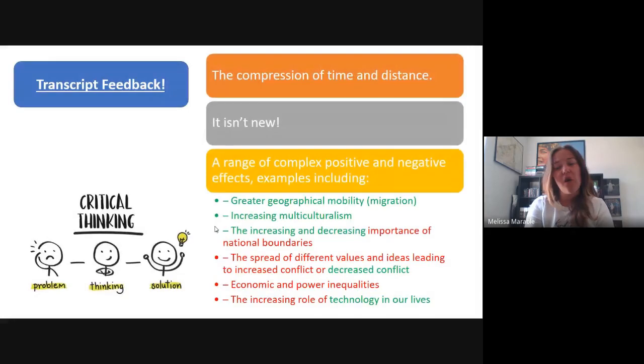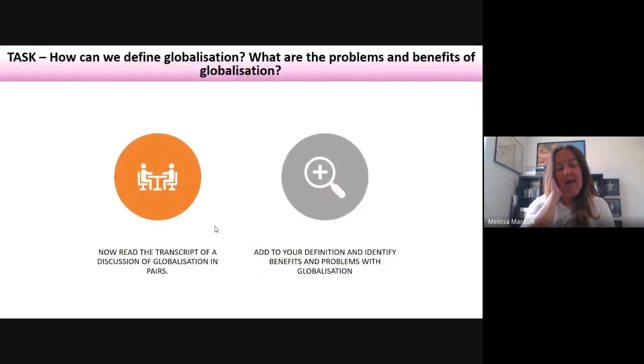Okay, so what I want you to do now, guys, on the actual assignment page, I've included a transcript. I'd like you to read that transcript, and I want you to take parts of it and add to your own definition of globalisation. You might want to do a mind map. You've got the four theorists already, then you might want to add some more detail from reading this transcript. And I want you then to identify benefits and problems of globalisation. So what are the good things coming out of it, and what are the bad things coming out of it? So press pause and crack on.